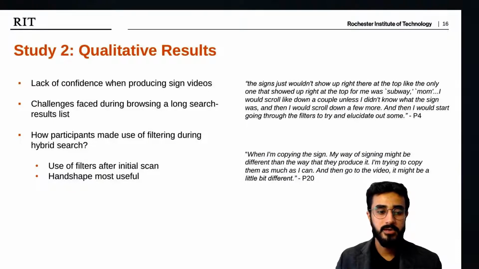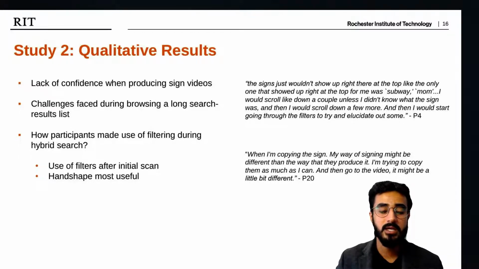So users in general reported that they experienced a lack of confidence while producing the videos in order to make search queries in both the systems. However, they experienced more challenge when browsing through a long list of results in case of search by video, which was the prototype without the filtering options, as opposed to the one with the filtering options.